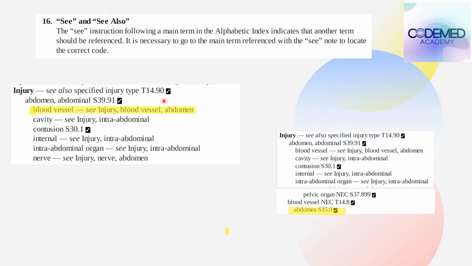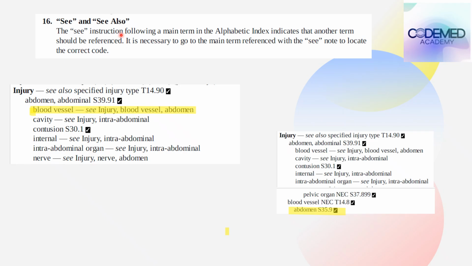Now the next two important conventions are see and see also. So first let us understand see. The see instruction following the main term in the alphabetical index indicates that another term should be referred. It is necessary to go to that main term reference with the see note to locate the correct code. So what does it mean?